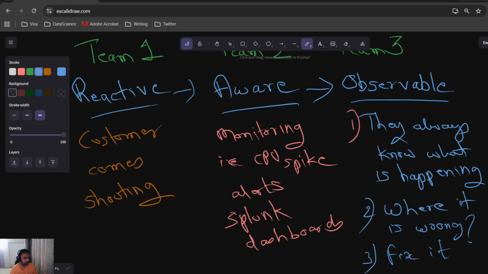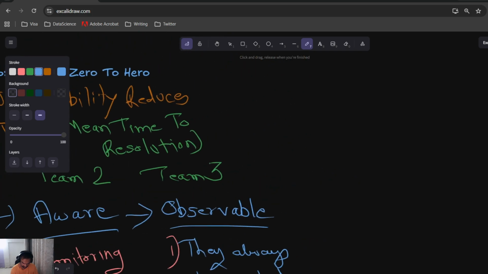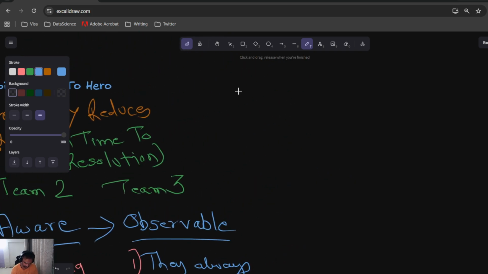So this is the last theoretical part. The whole goal of observability, or everything which we have learned so far, is to go from reactive to being observable. And that's a longer journey. So it's not easy. You won't overnight go from reactive to aware to observable. There are multiple conditions to make this happen. So what are those conditions? Firstly is acceptance. Acceptance that we are not doing something correct.